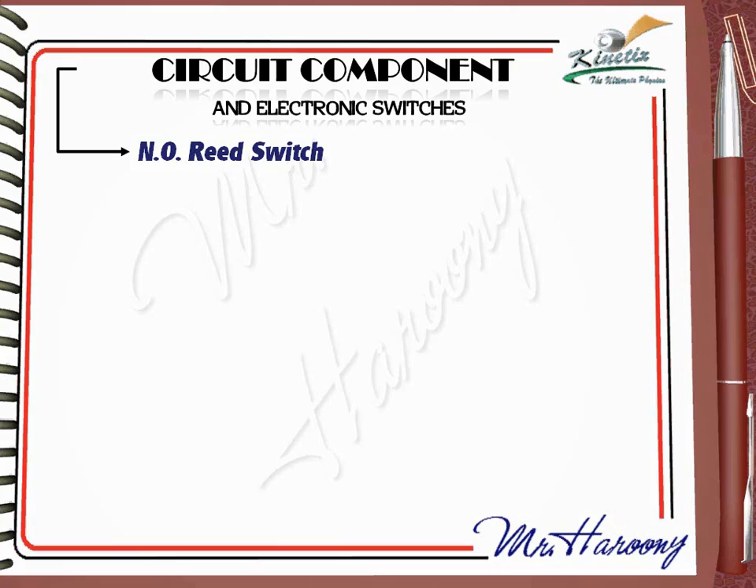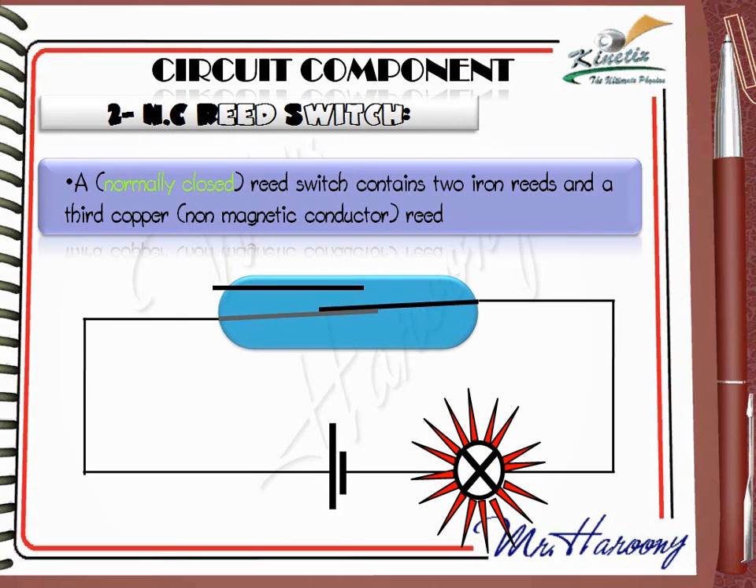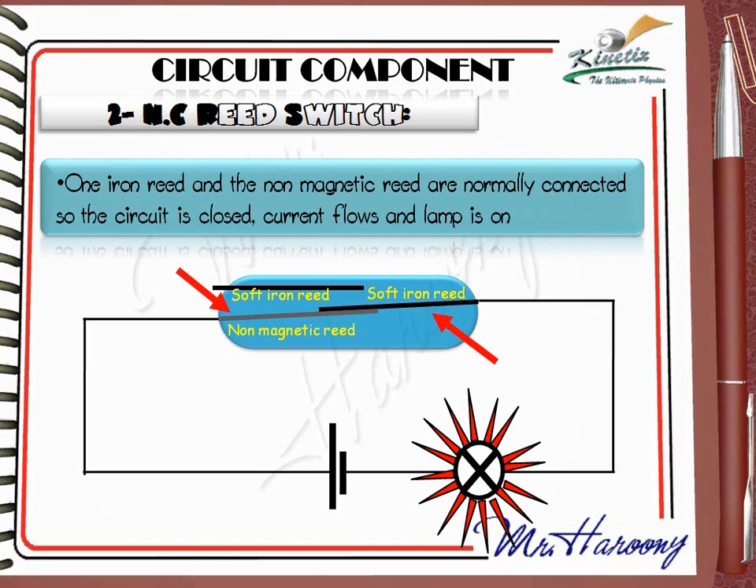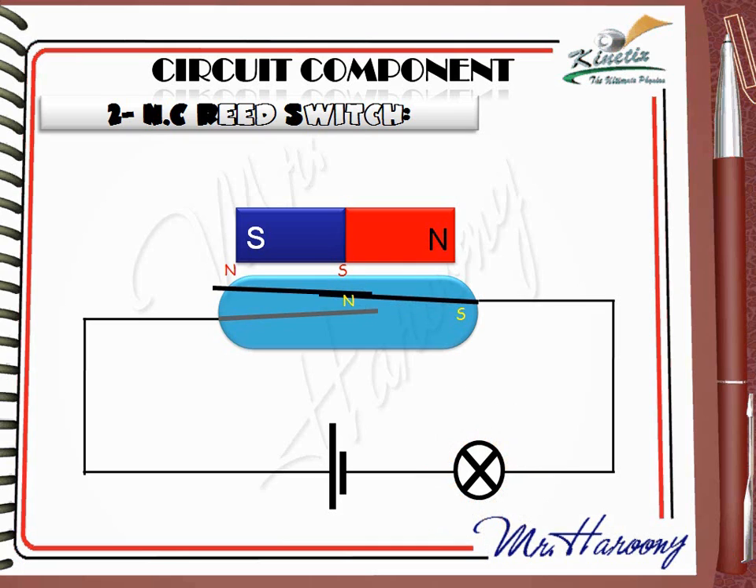The second circuit component after the normally open reed switch is the normally closed reed switch. A normally closed reed switch contains 2 iron reeds, and the third is copper, or any non-magnetic conductor. 1 iron reed and the non-magnetic reed are normally connected, so the circuit is closed, current is flowing, and the lamp is on. If a magnet is approached, the reeds become magnetized by induction with the shown polarity. The reeds attract each other, the circuit opens, and the bulb becomes off.